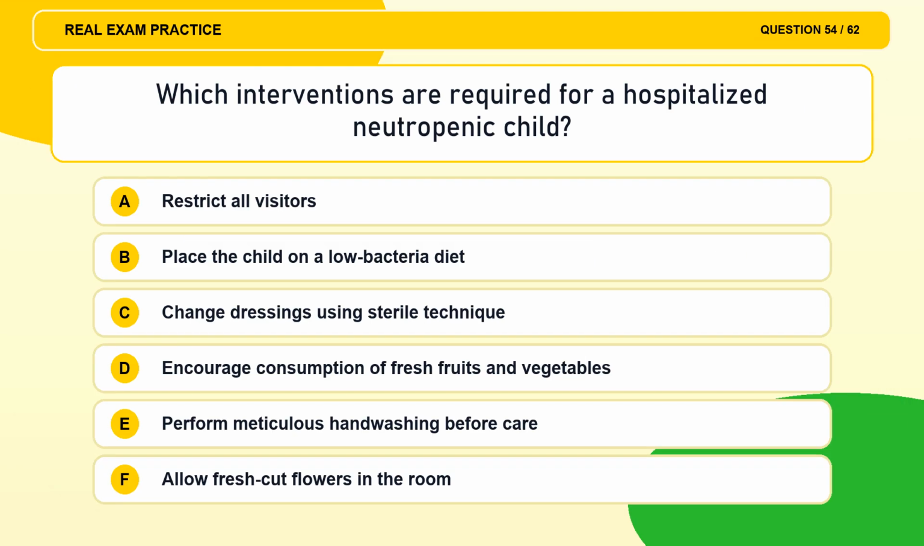Question 54. Which interventions are required for a hospitalized neutropenic child? Option A, restrict all visitors. Option B, place the child on a low-bacteria diet. Option C, change dressings using sterile technique. Option D, encourage consumption of fresh fruits and vegetables. Option E, perform meticulous handwashing before care. Option F, allow fresh-cut flowers in the room.